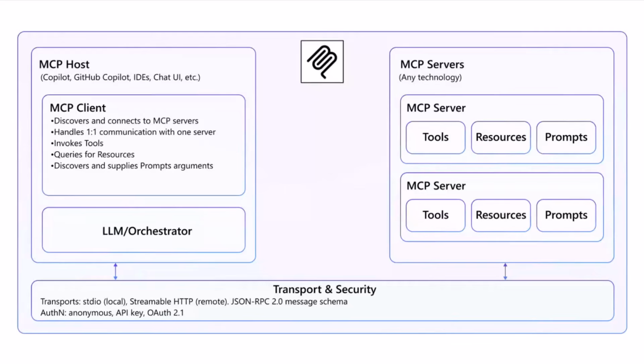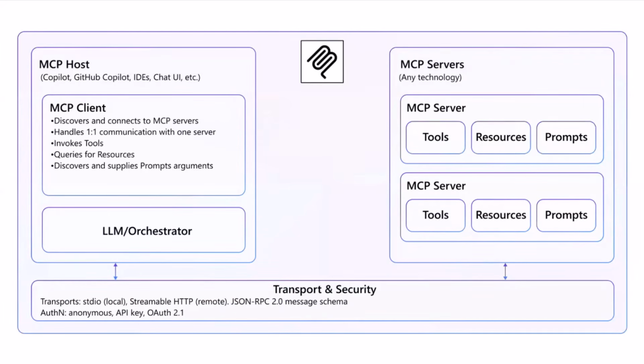because the MCP client is the one in charge of discovering the capabilities provided by the server and connecting to the server. It will also handle the one-to-one communication with the server, and it will be able to invoke the tools, query the resources, and discover all of the prompts available. Why am I saying tools, resources, and prompts?